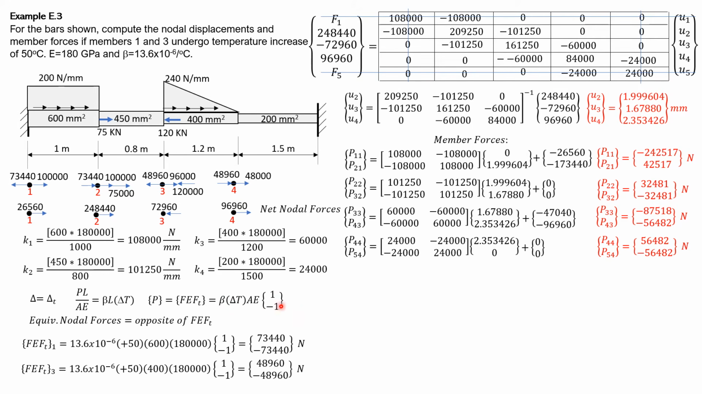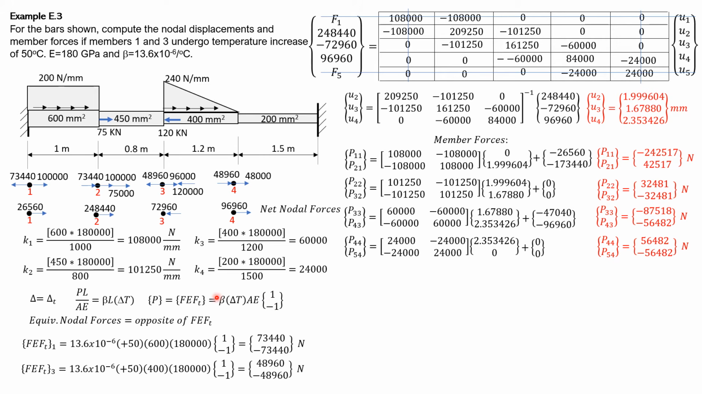Then we multiply this by 1 and negative 1. By the way, that's the equivalent force at the left and at the right. Delta T would be positive if the change is increasing, and it is negative if it is decreasing. So this is the fixed forces for thermal effect. Then remember that the nodal forces are opposite to the fixed forces.